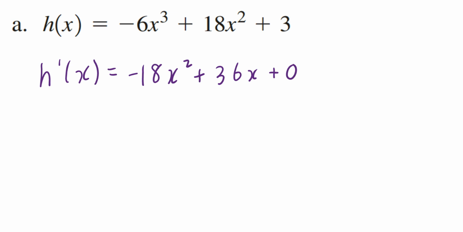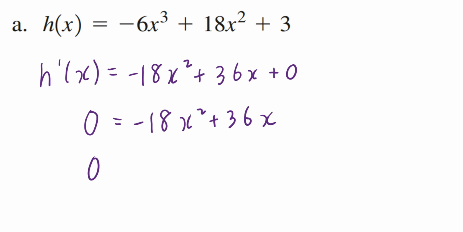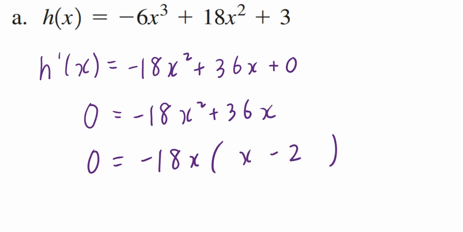Step number 2, I'm going to set the derivative to 0 to solve for the x values of the critical point. So notice on the right hand side, I'm just going to copy as is. And in order to solve for x, we're thinking about factoring. First, we're going to take a common factor of negative 18x. In the brackets, it's going to be x minus 2.